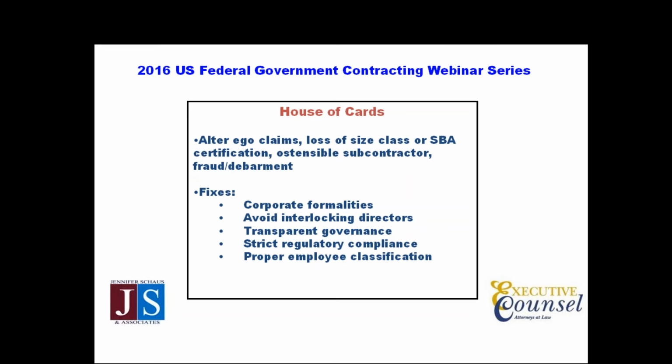This next slide has to do with not just what you are, but who you are. I called this the house of cards because you need to make sure that your corporate identity, your liability shield that's embedded in your corporate identity are intact, that your SBA size certification is not somehow undermined, and that you're not running the risk of violating the ostensible subcontractor rules or any other problems with affiliations with team partners or joint venture partners that could put you at risk for losing your size certification or even getting into a situation of fraud or debarment.